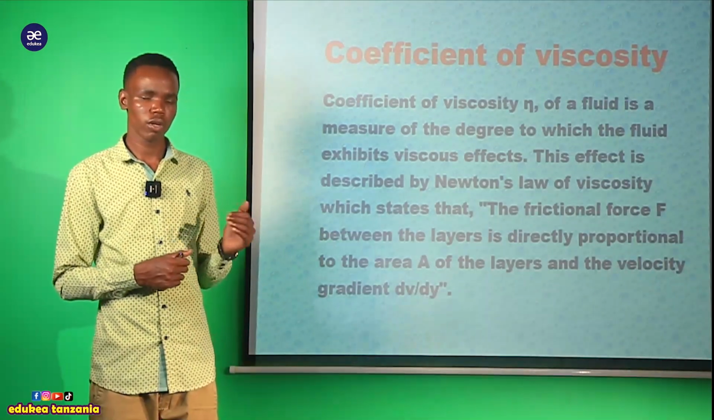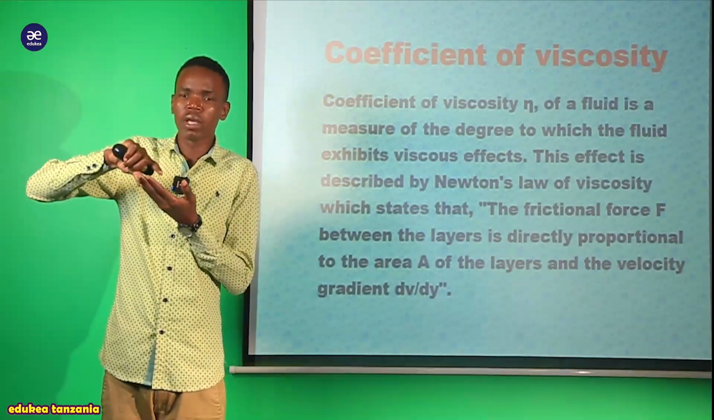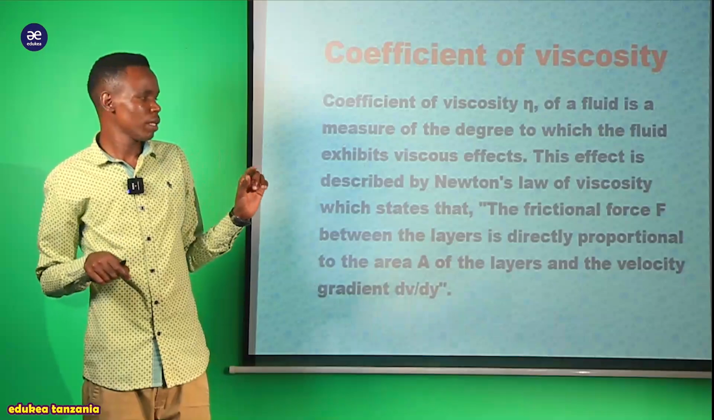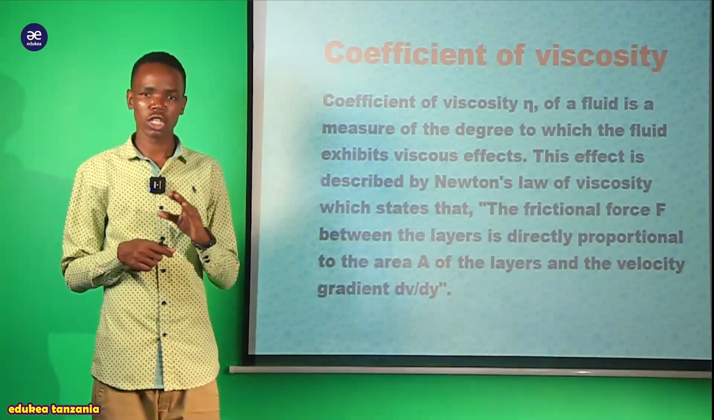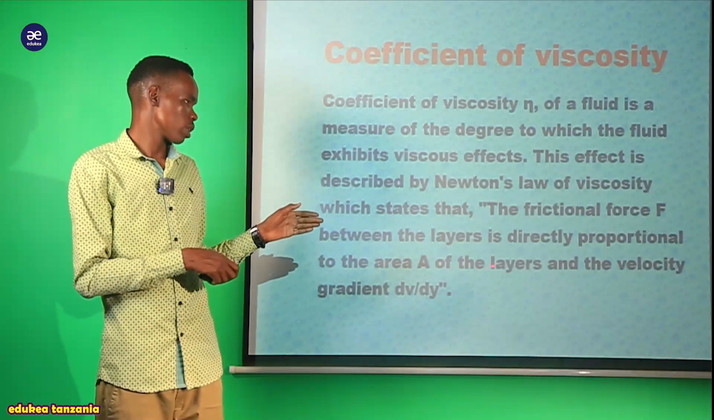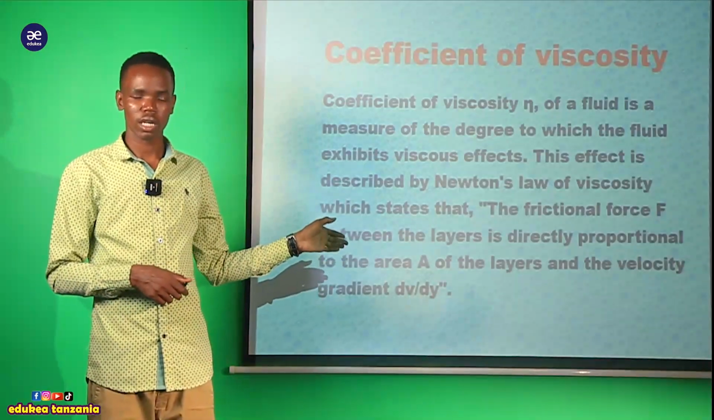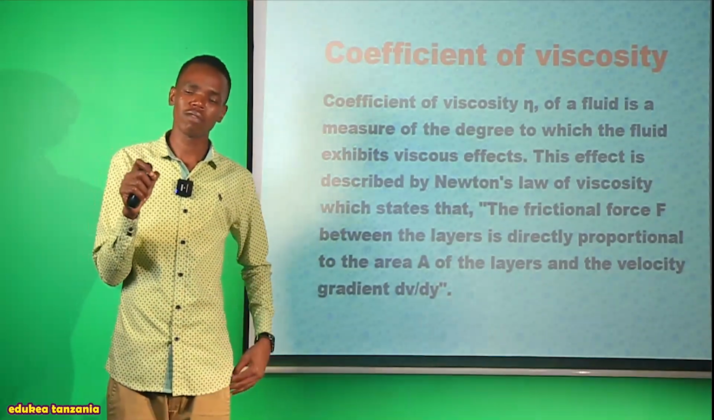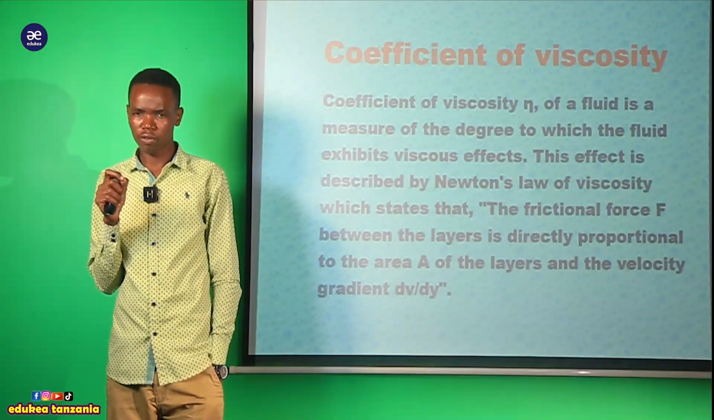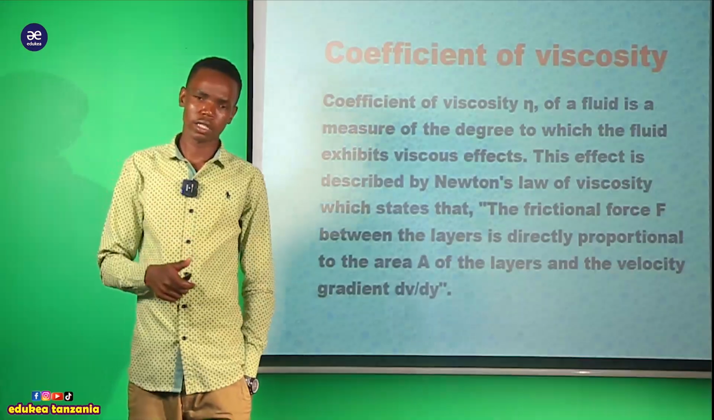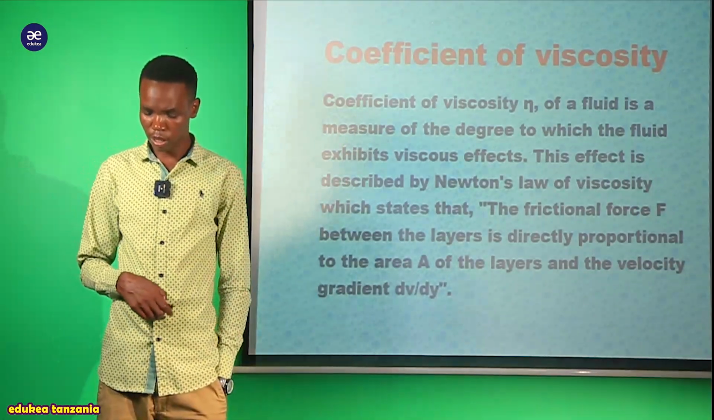Kwa tuna state hii law yetu kwa kumwambia kwamba ile friction force ambayo itakuwa exist between the layers of the fluid must be directly proportional to the cross-section area and the velocity gradient. Tutaenda kuangalia velocity gradient. It means we take the derivative of the velocity with respect to the distance. This is the velocity gradient, dv/dy.